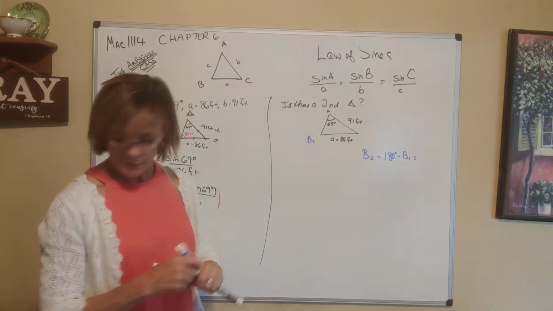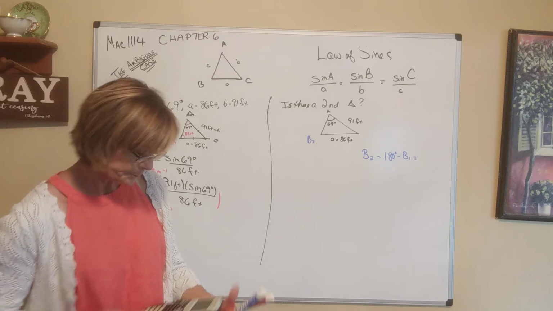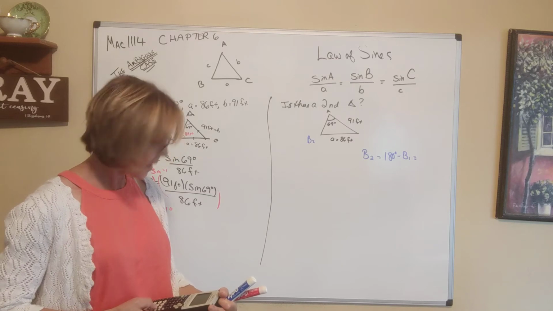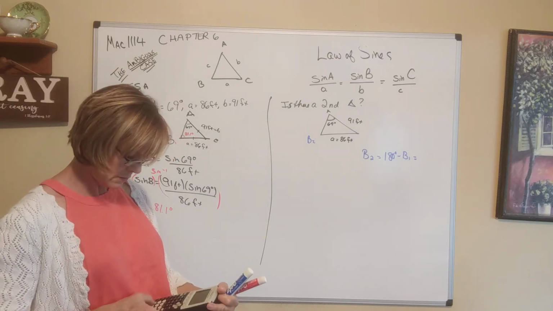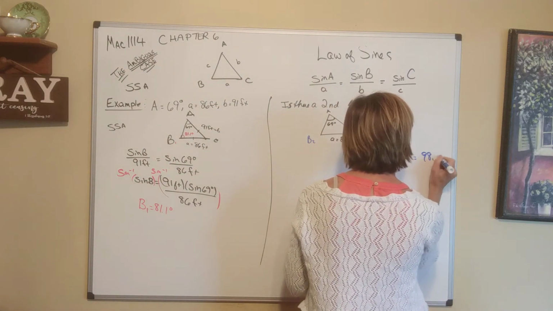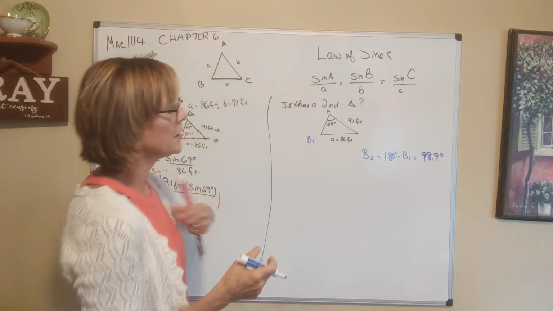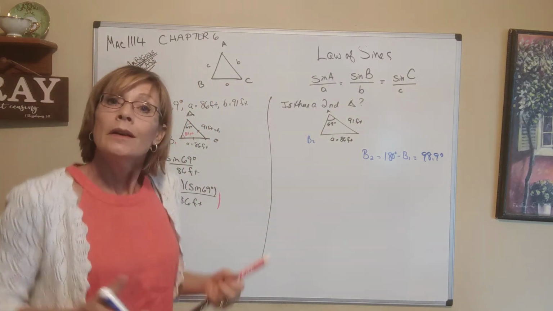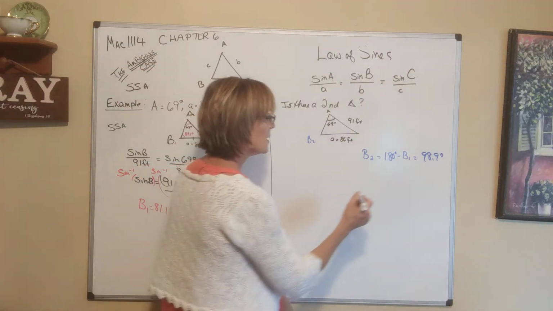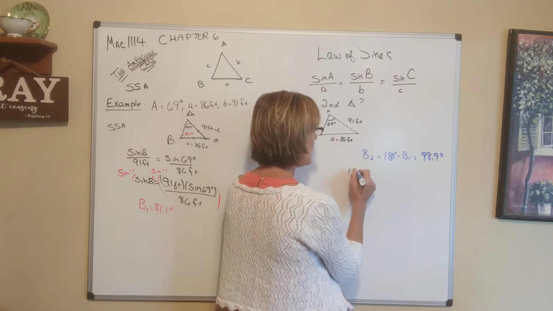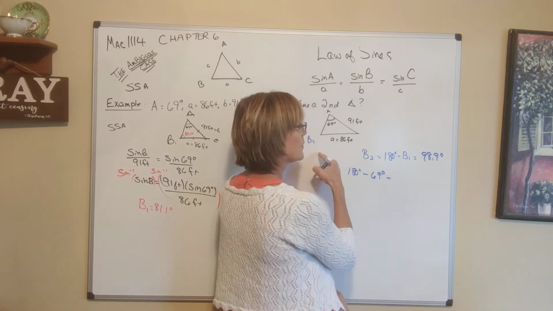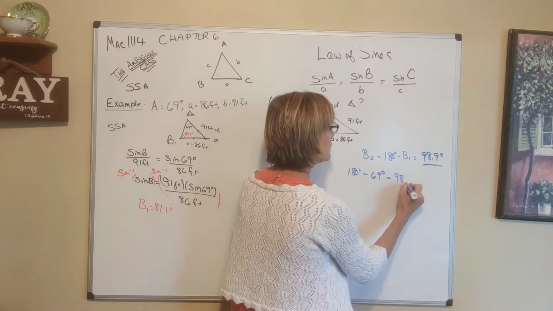So let's see what that would give us. 180 minus B1. 180 minus 81.1 would be 98.9 degrees. So if this is going to exist, B2 would equal that. So here's the deal. Is there enough angle left to form a third angle C? How we do that is the test. We say 180 degrees minus 69 minus what we think B2 is, 98.9.